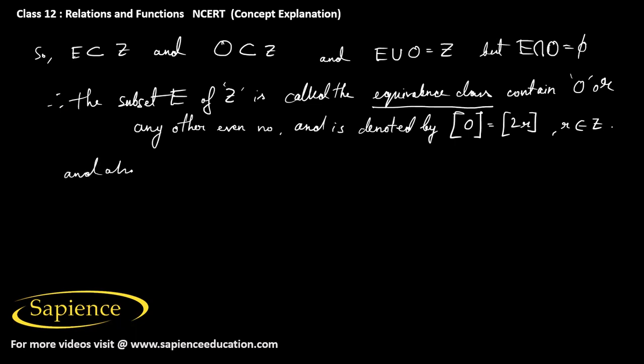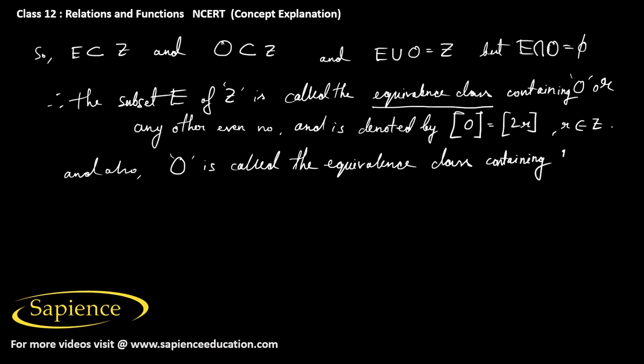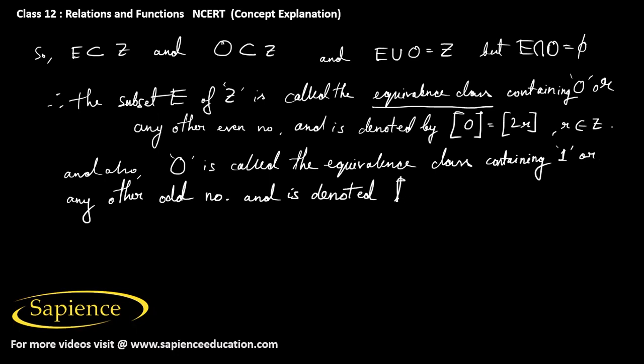And also the subset O is called the equivalence class containing 1, or any other odd number, and is denoted by the equivalence class 1, which is equal to 2r plus 1, where r belongs to Z.